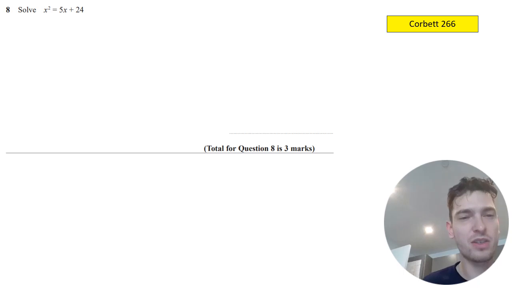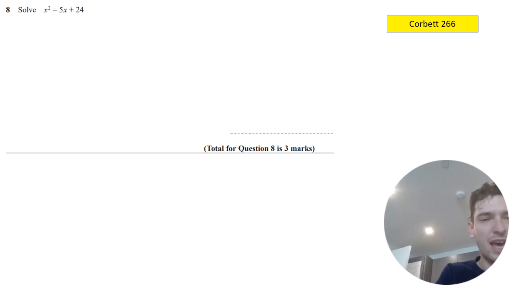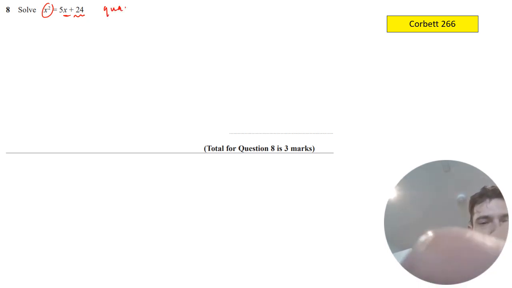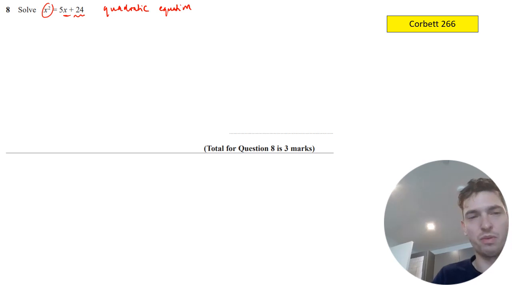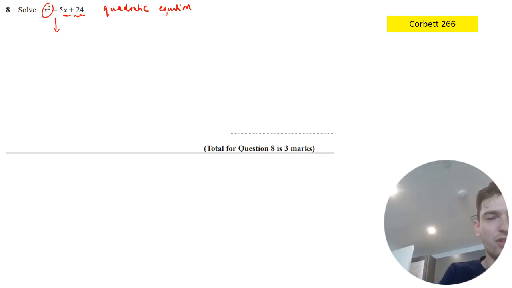Question 8, solve x squared equals 5x plus 24. Okay, so my first thought is, what kind of equation is this? What kind of math do I need to be using? Well, I can see I've got an x squared term, an x term, and a constant. So when I've got these things, I think that I've got a quadratic equation. And I know that to solve this, I need to get everything equal to 0 on one side. So what side should I move it onto? Well, I want the x squared to be positive, so I'm going to move the 5x and the 24 onto the other side.